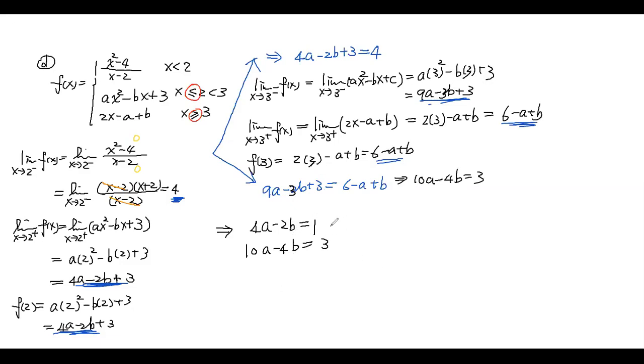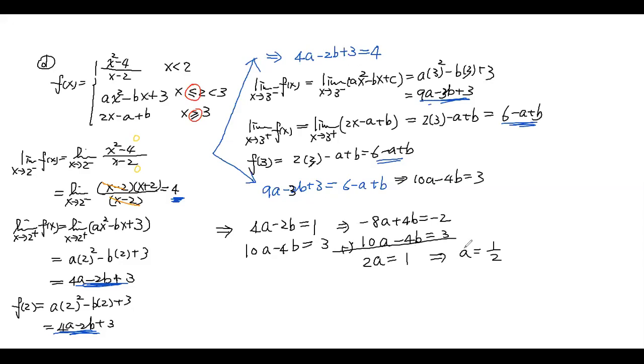Then in order to solve it, I can use the elimination method here, right? I multiply the first one by, let's say, negative 2. So it's negative 4a plus 4b equals negative 2. Then add it back to the second equation here. I get 2a is equal to 1. Very good, so I got a is equal to 1/2.